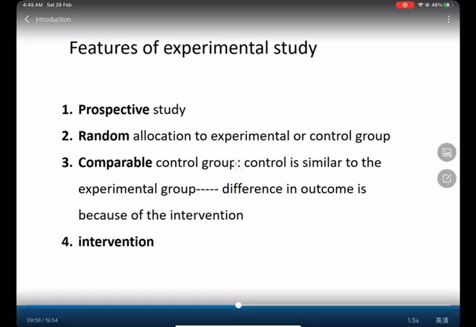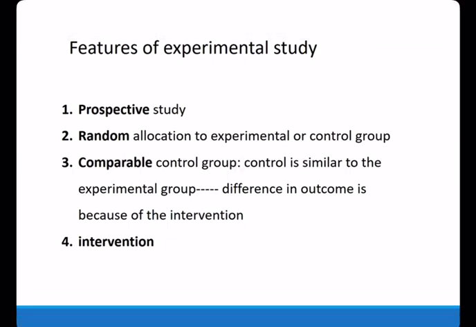And the second is randomization. The patients are randomly allocated to the experimental or control group, and this randomization also makes sure that the two groups are comparable. Therefore, we have a comparable control group for the study, and the control is similar to the experimental group. The difference in the outcome is therefore only because of the intervention that was performed. And the fourth feature is that we have the intervention for the study participants.